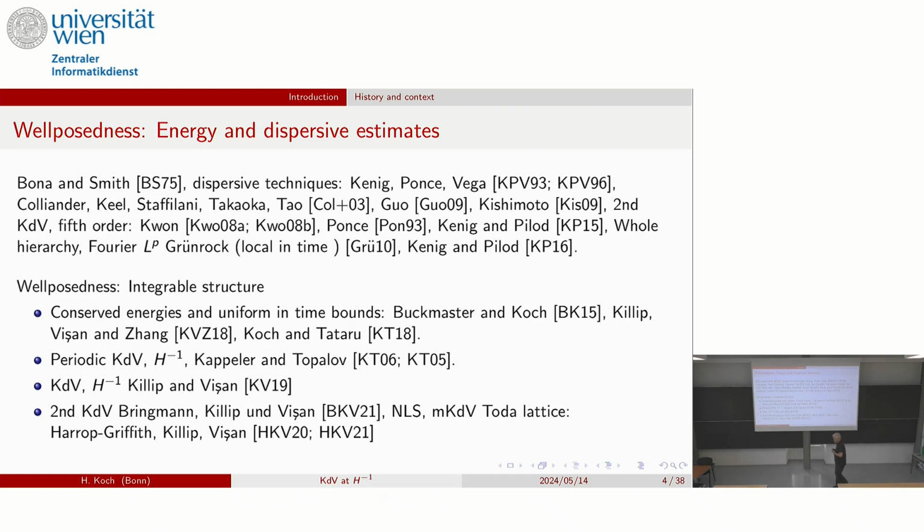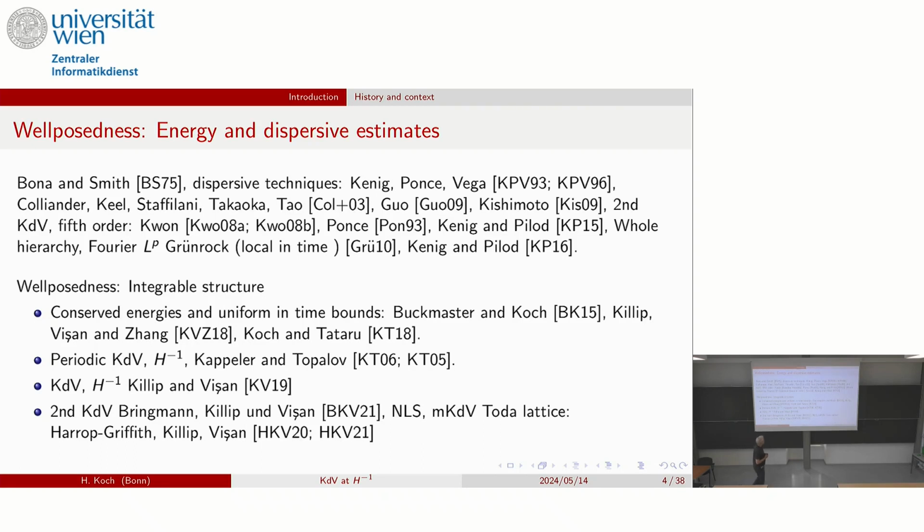So the first was on conserved energies and uniform bounds, and I'm not sure what I would have put it at that time, but the paper with Tristan Buckmaster can be seen in that direction, and then independently with Daniel and Killip, Visan, and Chang was a proof that there are fractional conserved energies using the integrable structure.